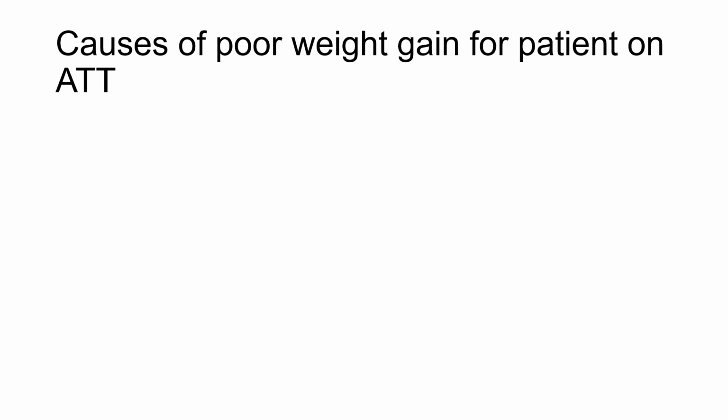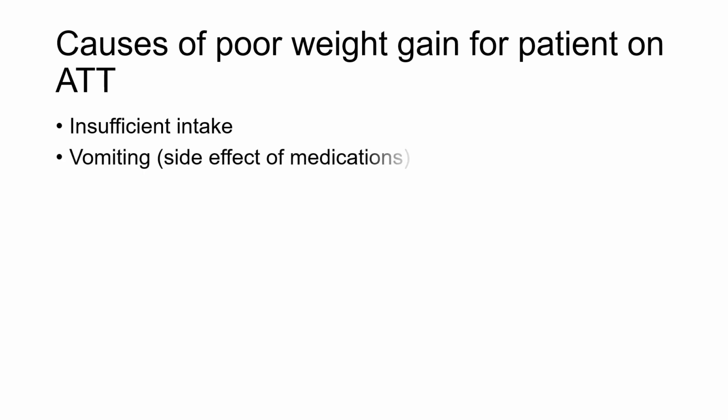So what can be the causes of poor weight gain for a patient on antitubercular therapy? That means the patient has tuberculosis, we have given him antitubercular therapy, but in spite of that the patient is not gaining weight. What can be the causes? Insufficient intake. In addition to the drugs, the child has to take appropriate calories and protein and all those things. So insufficient intake can be a cause of poor weight gain. Vomiting. Vomiting may be due to the various side effects of medications. The child is taking a lot of drugs, so a lot of drugs can cause a lot of vomiting. So that can be a cause of poor weight gain.